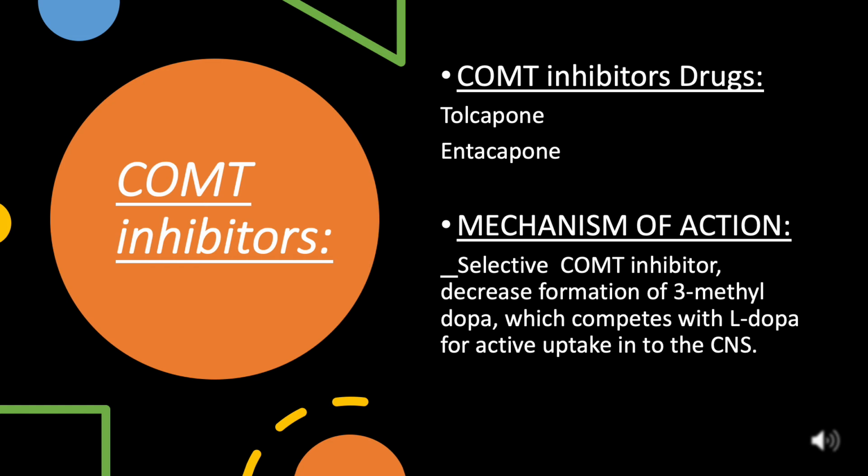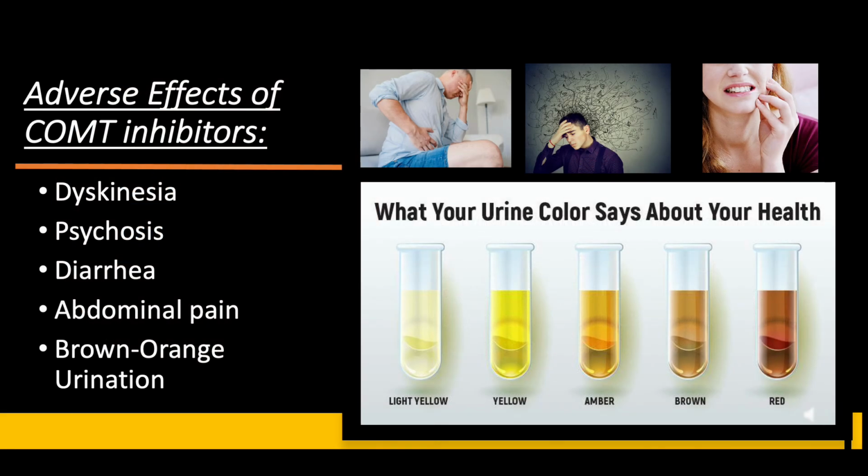COMT inhibitors. COMT inhibitor drugs: TOLCAPONE, ENTACAPONE. Mechanism of action: selective COMT inhibitor, decreases formation of 3-methyl-DOPA, which competes with L-DOPA for active uptake into the CNS. Adverse effects of COMT inhibitors: dyskinesia, psychosis, diarrhea, abdominal pain, brown-orange urine.